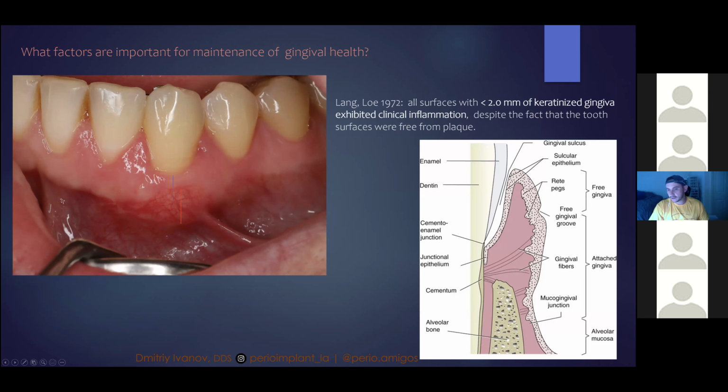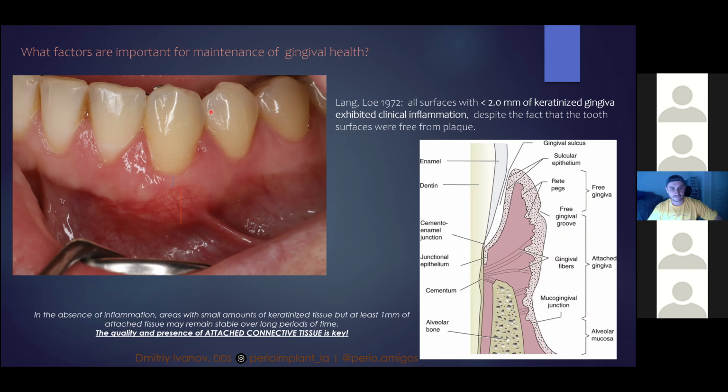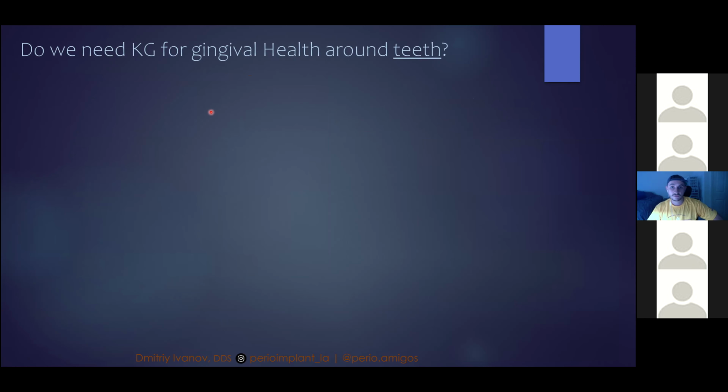But in a cross section here, the important thing to understand, let me show you with a laser pointer here: this is the free gingiva, that's the sulcus part, and this is the attached gingiva. I think the attached gingiva, which is the fibers that are running into the root surface right here perpendicular, that's the important part. The connective tissue component of this is what really is important for the maintenance of healthy tissue, because there are many studies that we know from the literature.